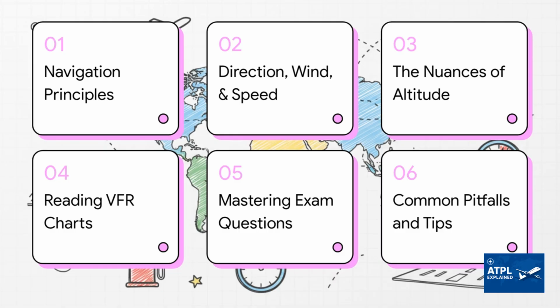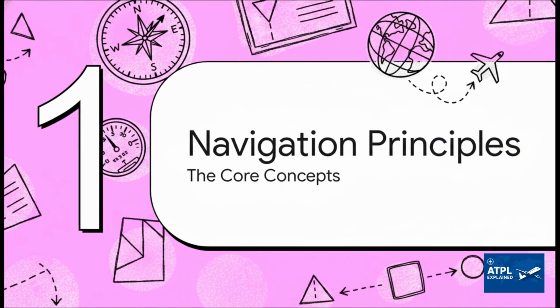We'll kick things off with a quick refresher on navigation principles, then we'll get into the nitty-gritty of direction, wind, and altitude. After that, we'll get practical with VFR charts. And then, we'll switch into full-on exam mode, looking at the kind of questions you'll see and how to dodge those classic pitfalls. First up, let's talk navigation principles. We're going to build a really solid foundation right here, because honestly, once you get these core concepts locked in, everything else just kind of clicks into place.